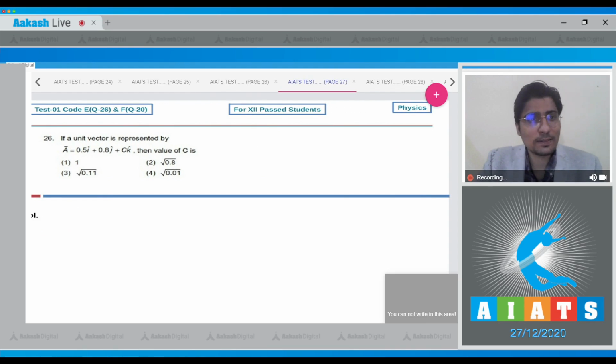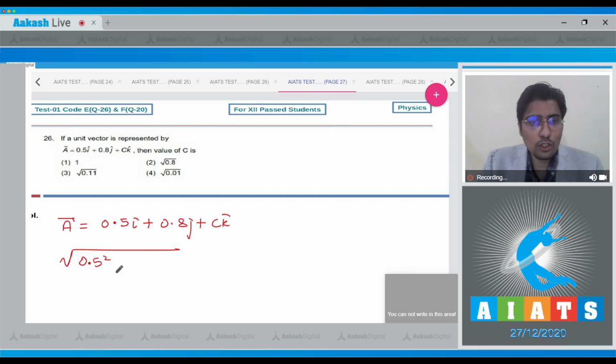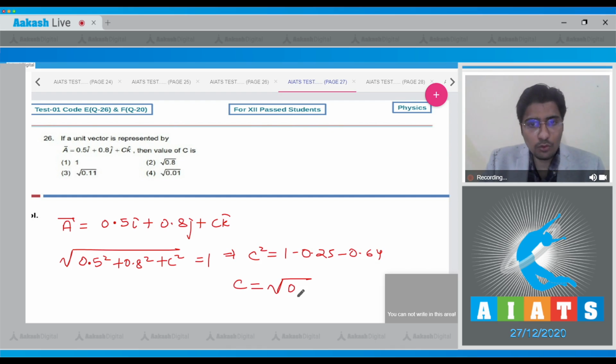Question number 26. In this question, a vector a is given to be equal to 0.5 i cap plus 0.8 j cap plus c k cap, and we have to find out the value of c. It is given that a is a unit vector. This means that the magnitude of a, which is 0.5 square plus 0.8 square plus c square, will be equal to 1, or c square will be equal to 1 minus 0.25 minus 0.64. We can also write down that c will be equal to under root of 0.11. And hence for this question the correct answer is option number 3.